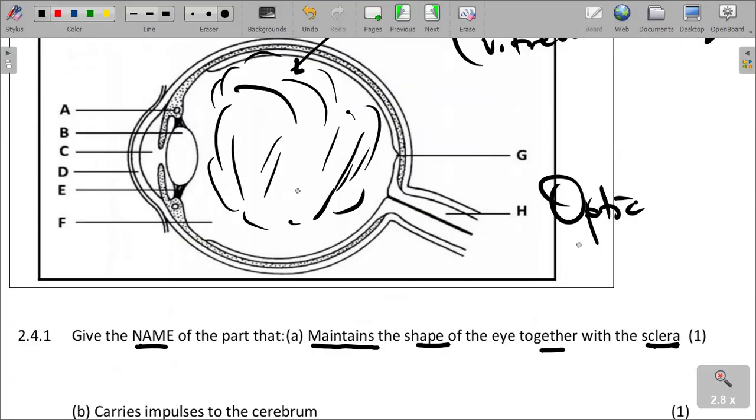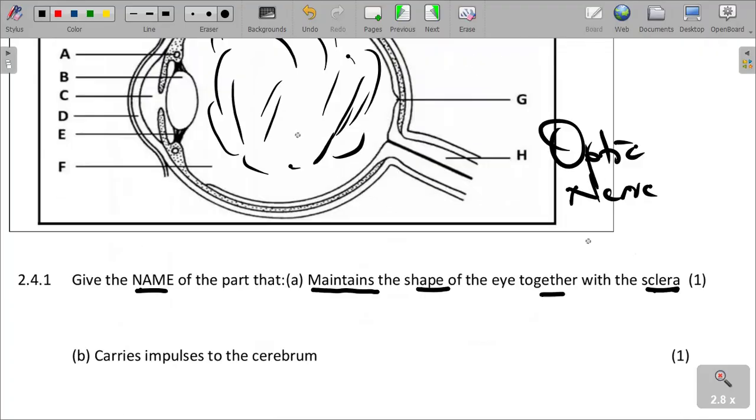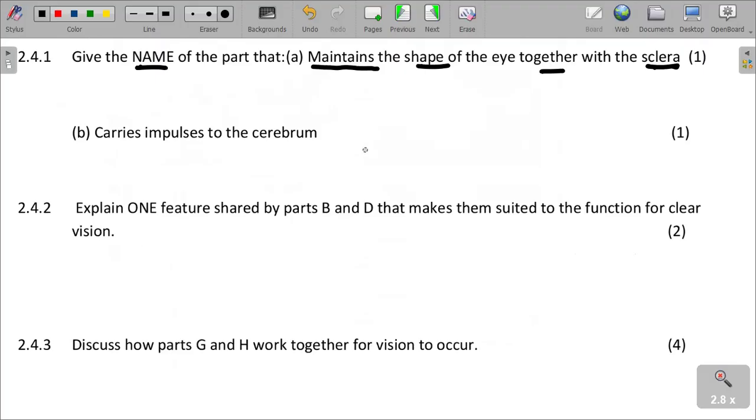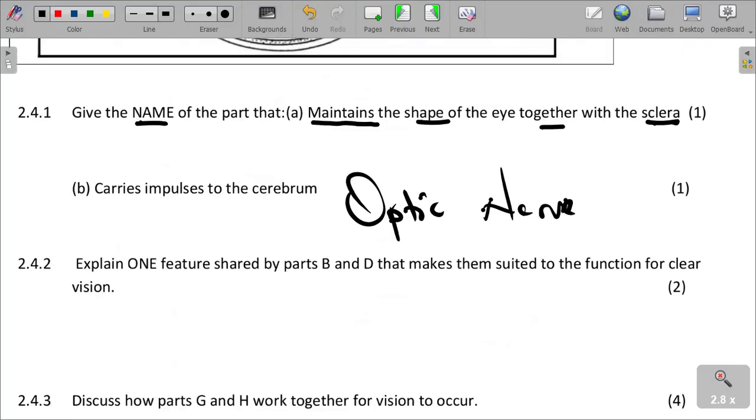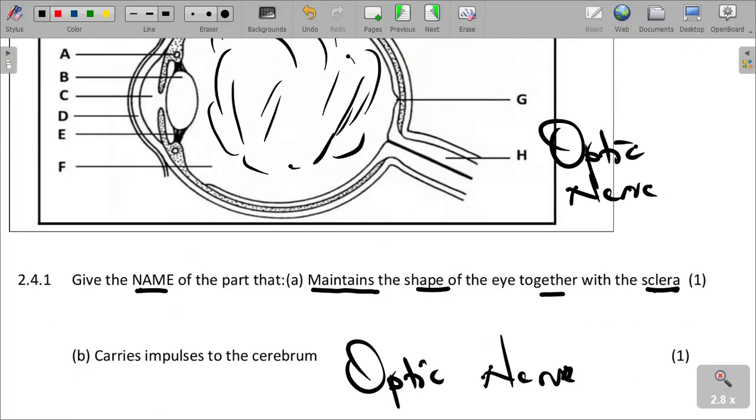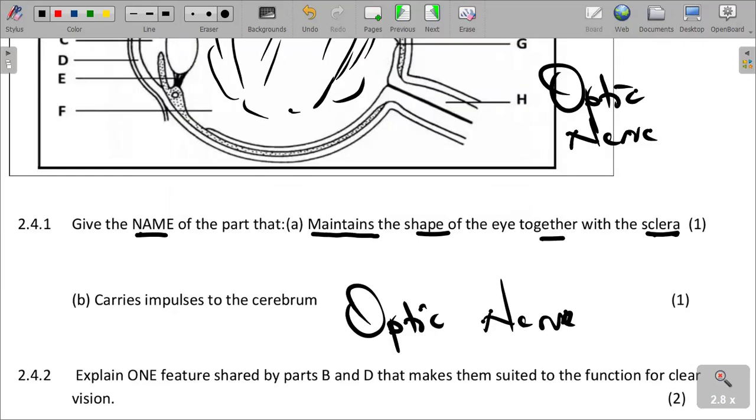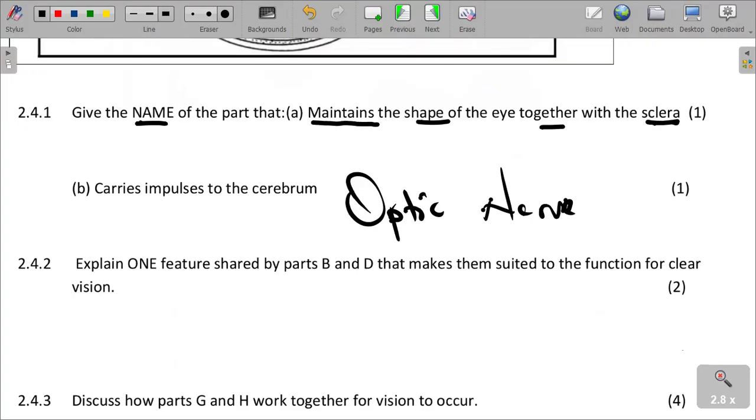It is the optic nerve that carries impulses to the brain. It is the optic nerve, which we say that in that position is where impulses are carried.